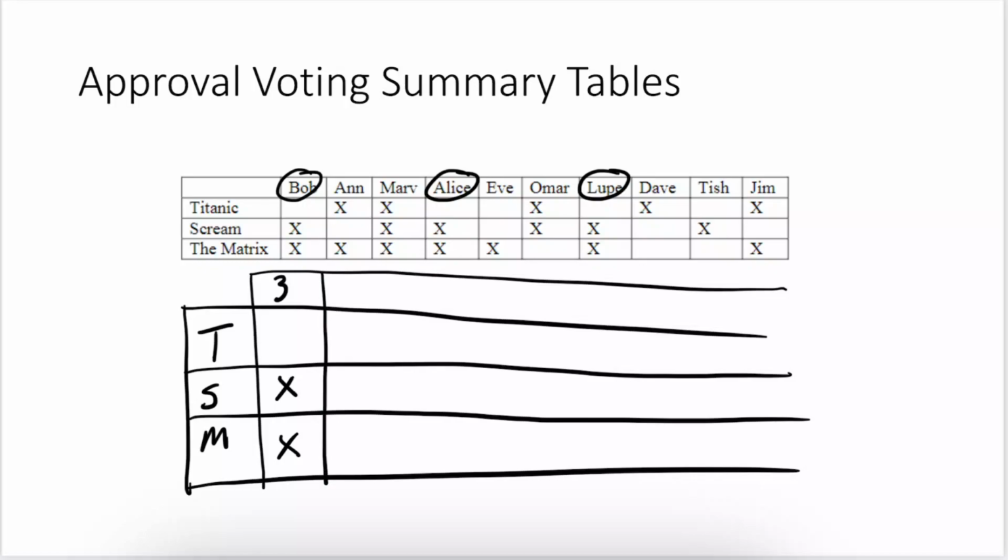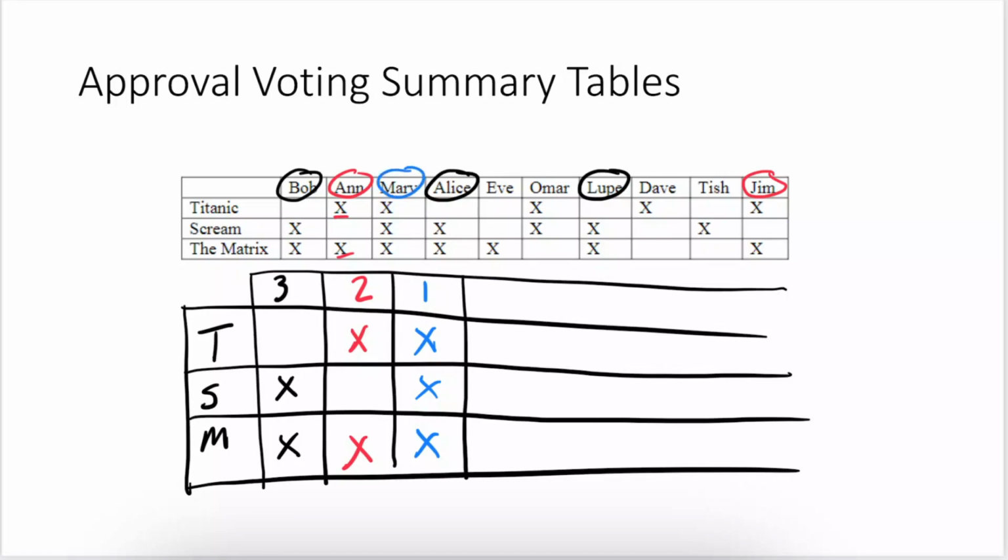Then I can say Anne voted for the Titanic and the Matrix, and so I can cross those off. And it looks like Anne and Jim both had that same vote. And so I could put a 2 in that column to show that there were 2 people that voted that way. And then I could say Marv, it looks like, was fine with any of the movies. And he was the only one, so I would just put a 1 there because there's 1 person who voted that way. And that would take care of this one.